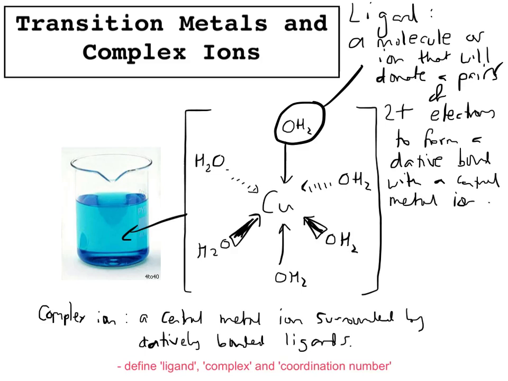Our final word we have to define here is coordination number, and coordination number is basically the number of times a dative bond is formed with the central metal ion. So in this case we've got a coordination number of 6 because there are 6 dative bonds being formed with the copper 2+ in the middle. So a coordination number is just the number of dative bonds formed with the central metal ion. This is not necessarily the same as the number of ligands, because some ligands can form 2 dative bonds, or 3, or 4, or 5, or 6 to the central metal ion, which is what we're going to look at now in the next slide.